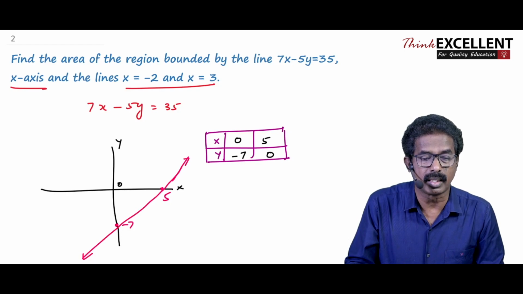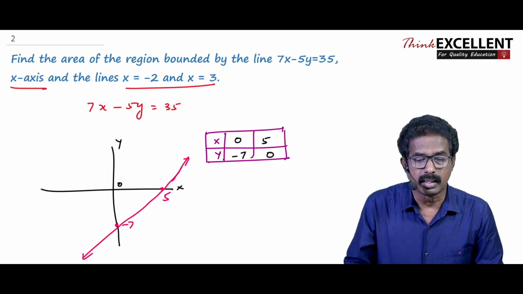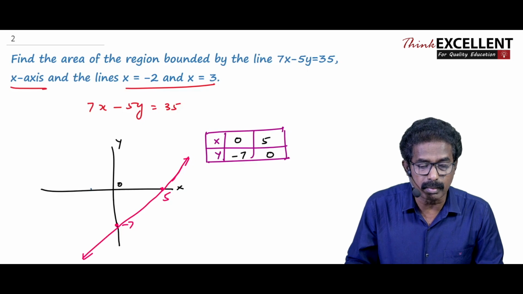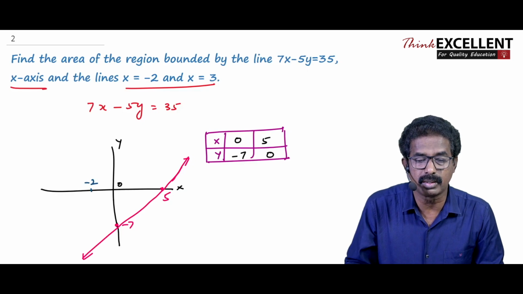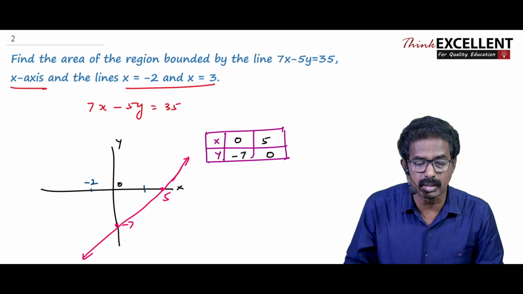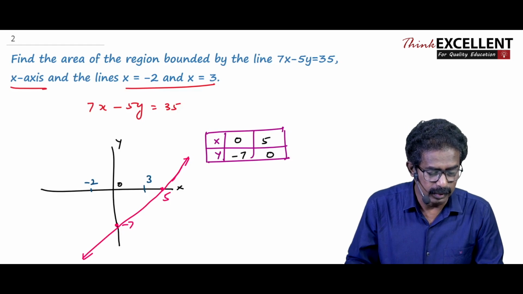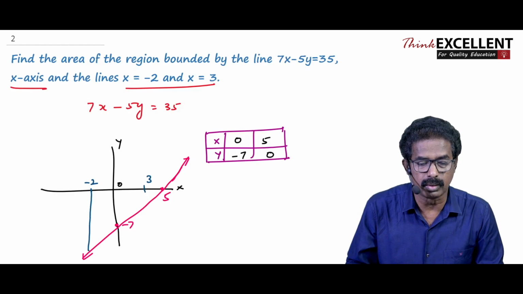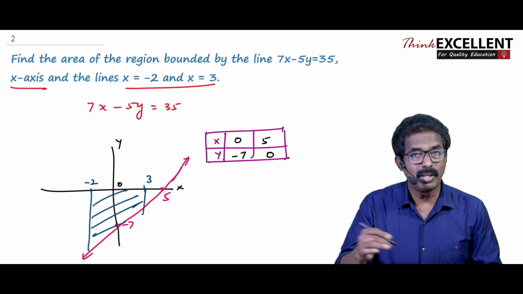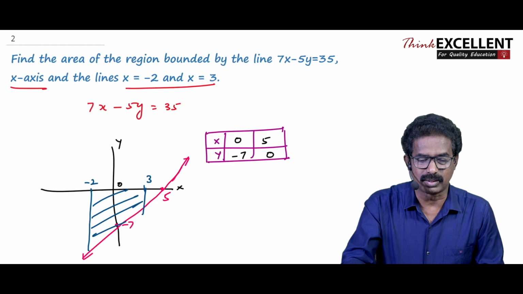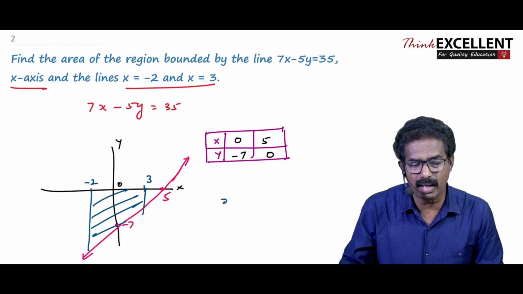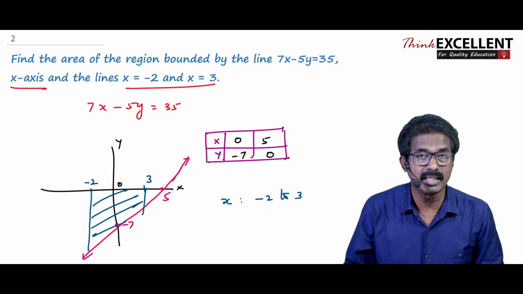Now they have given the limit. What limit have they given? x equal to minus 2. x equal to minus 2 is somewhere here. x equal to minus 2 and x equal to 3. So this portion you are getting, right? Below the x-axis. So the limit: x varies from minus 2 to 3. Since it is the x-axis, it is y dx, right?